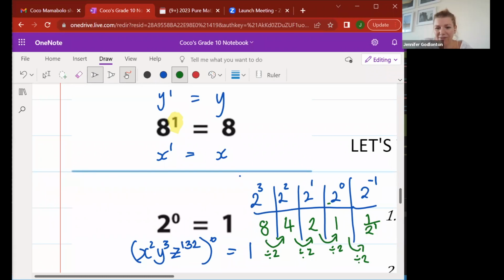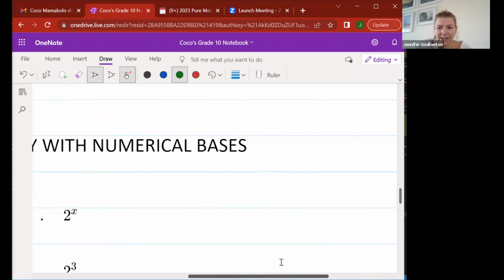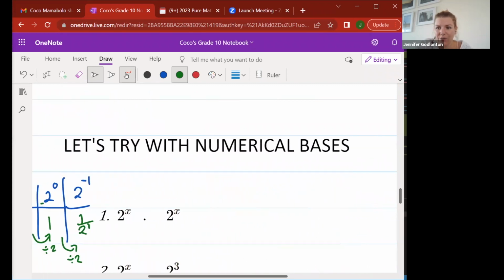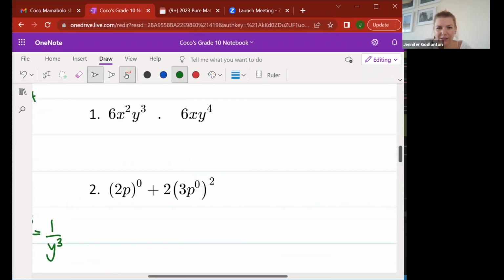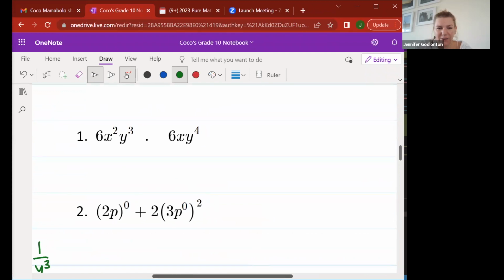Okay, now that we have a basic idea of our different exponent laws, we're going to quickly catch up on some questions. So let's go all the way to the top here and start making our way through.